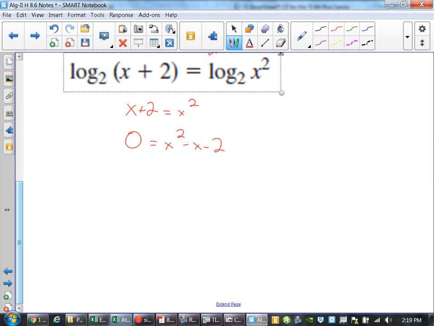What times what is negative 2, and you add together to get negative 1? 1 and 2. Yep. Which gives you 2 possible solutions, 2 or negative 1.